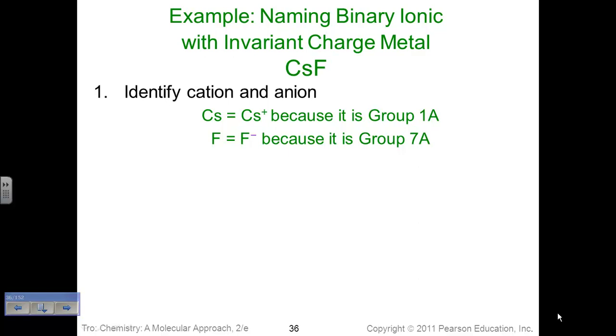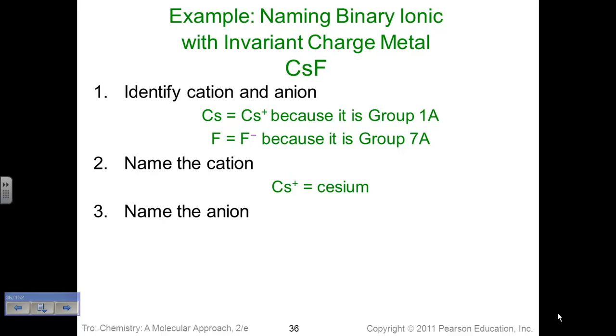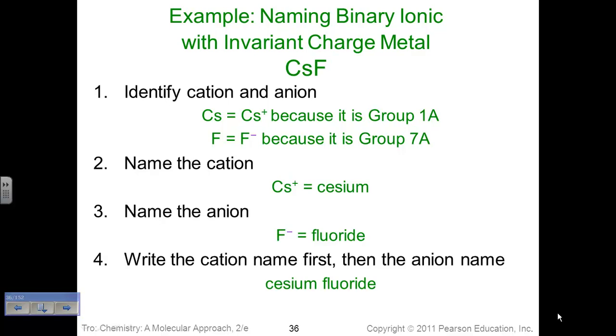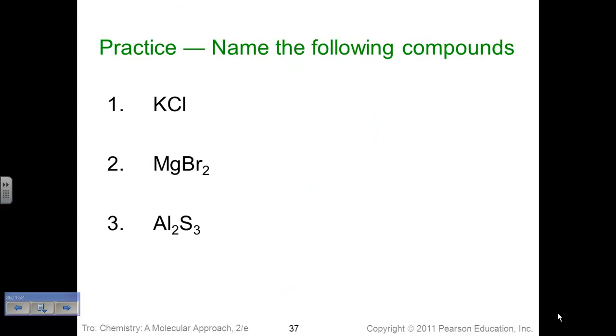Fluorine is the name of the element. The name of the negative ion is now fluoride. CsF is made of cesium atoms and fluorides. So we have a compound called cesium fluoride. Naming the positive, naming the negative, and ending it with -ide.